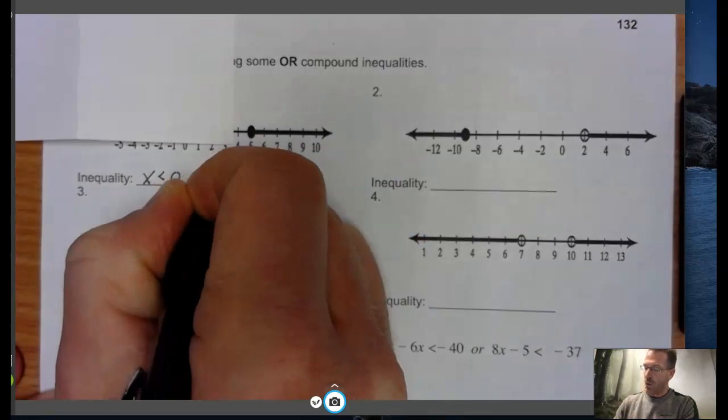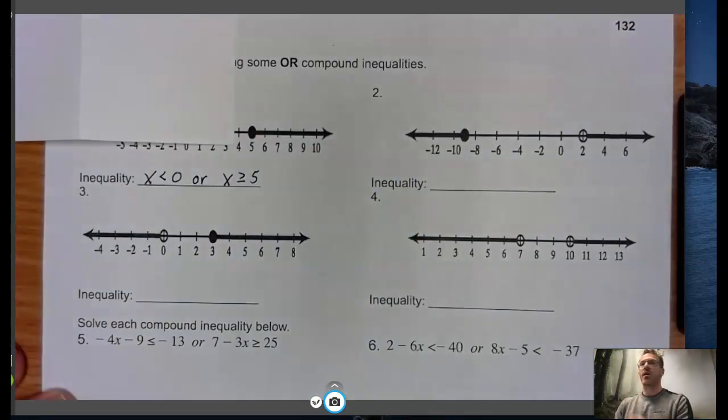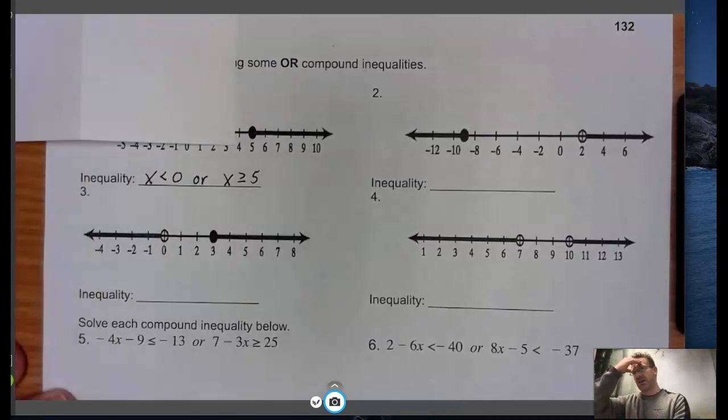And now it's an or compound inequality. And that's all this is, right? It's just working two different pieces and connecting them.